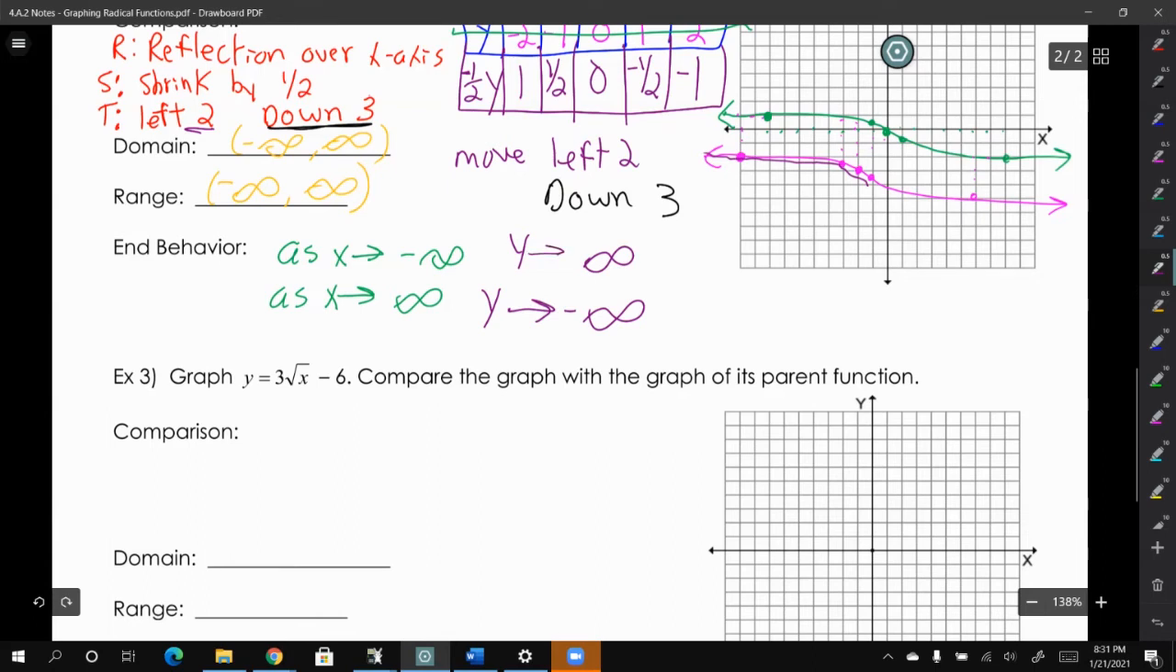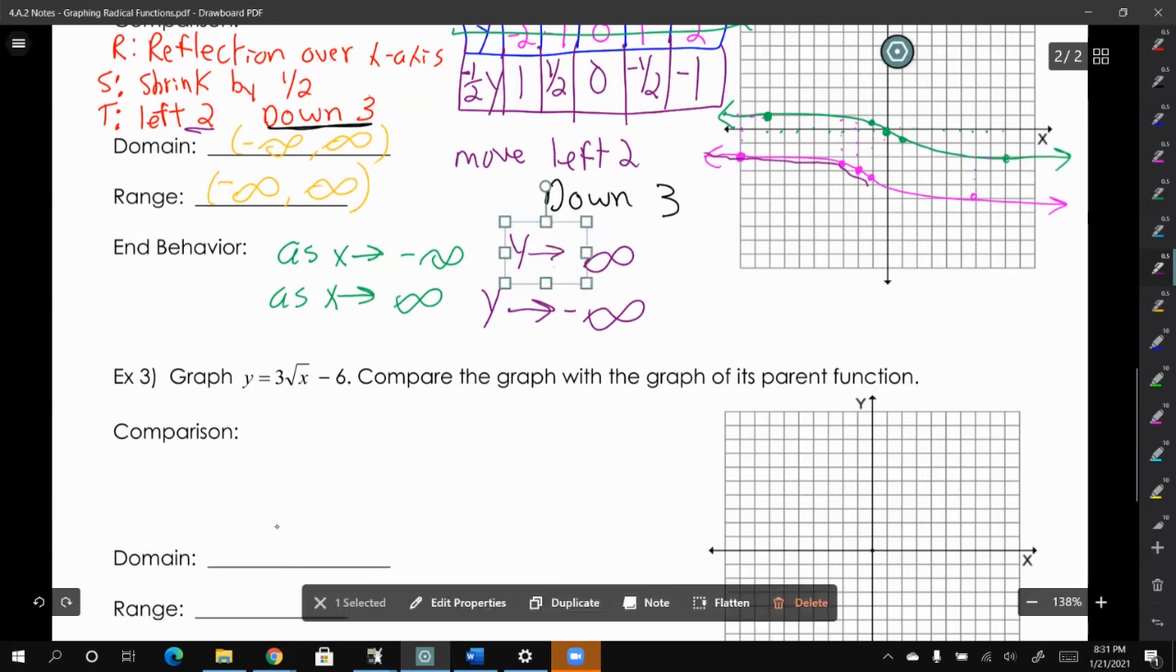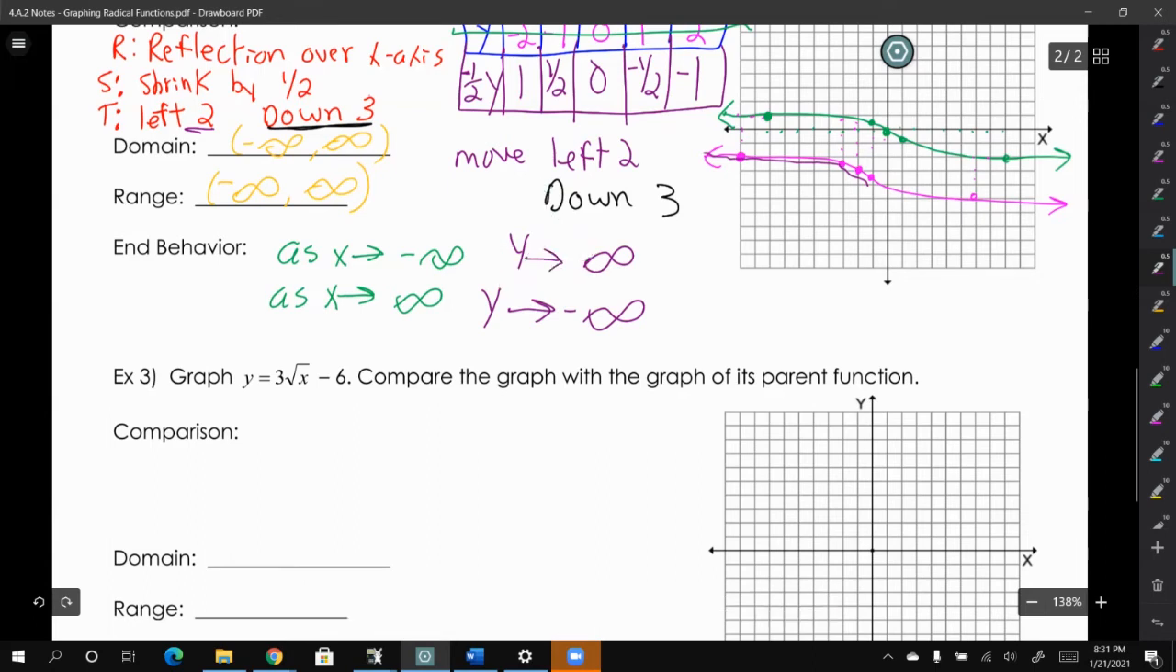So it is going to be a little challenging at first, remembering, okay, square roots have only one end behavior, cube root functions have two end behaviors.